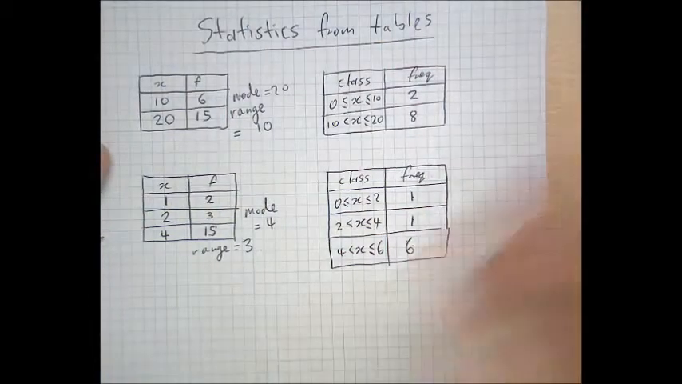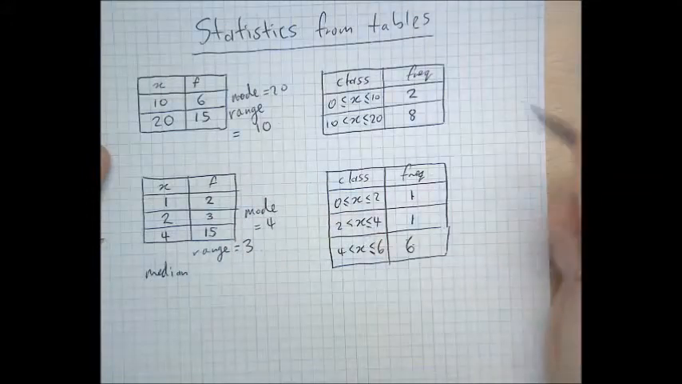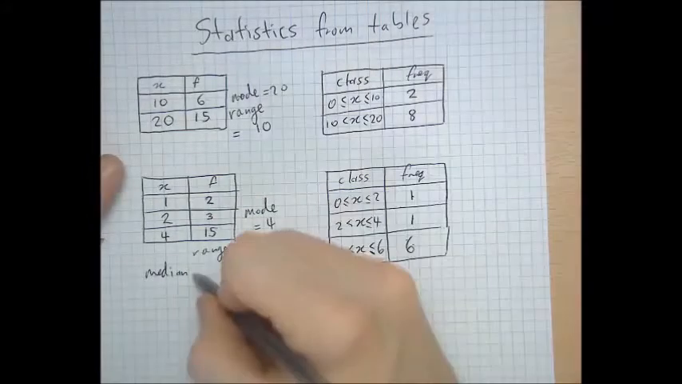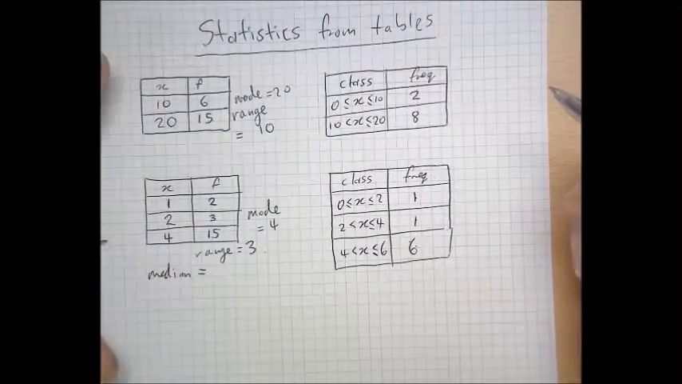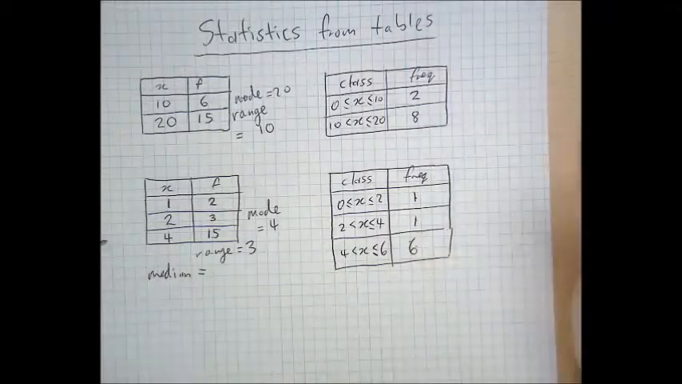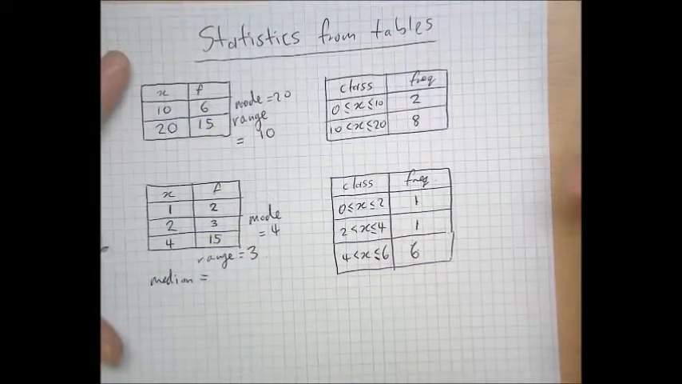Now, what about the median? The median is the middle number if you wrote the numbers in order and selected either the middle one if there's a single middle one or the 2 middle ones if there are 2 middle ones. You take the 2 middle ones and you add them up and divide by 2. In other words, you take what's halfway in between them.